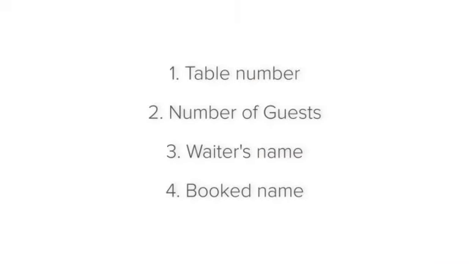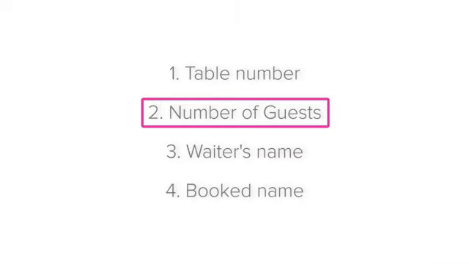For all of your dockets, first you need to fill in the table number. Next, the number of guests dining. You should also fill in the number of guests dining so that you know how many guests are at the table. This is sometimes indicated by the word pax.